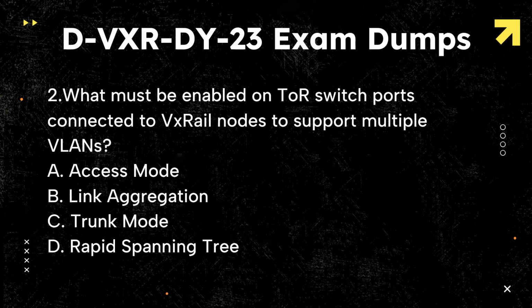2. What must be enabled on ToR switch ports connected to VxRail nodes to support multiple VLANs? A. Access mode. B. Link aggregation. C. Trunk mode. D. Rapid spanning tree.